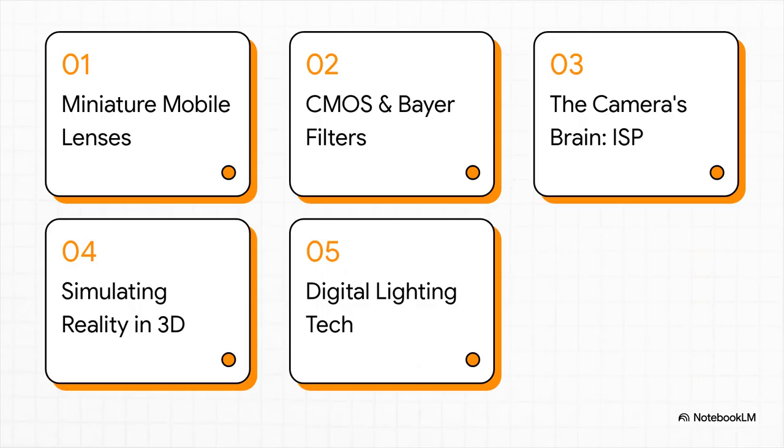First, we'll look at miniature lenses for mobile. 2, CMOS sensors and Bayer filters. 3, the camera's brain, also known as the ISP. 4, simulating reality in 3D. And finally, 5, cinematic digital lighting techniques.